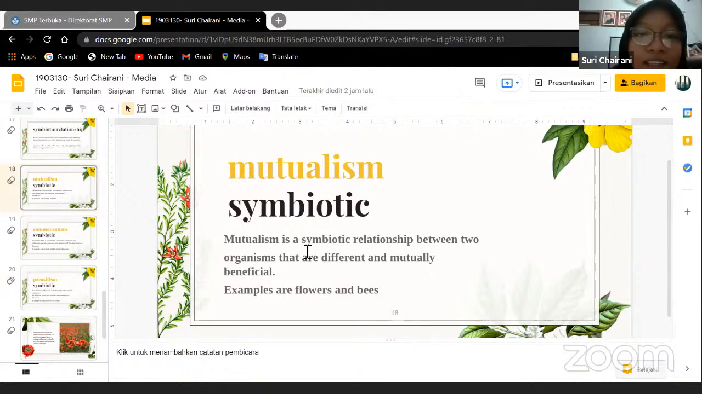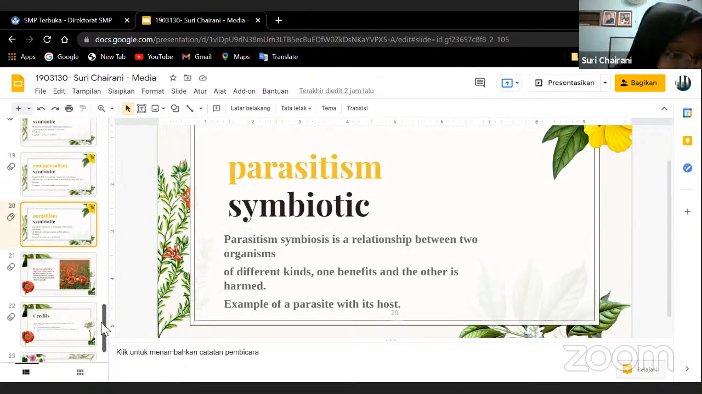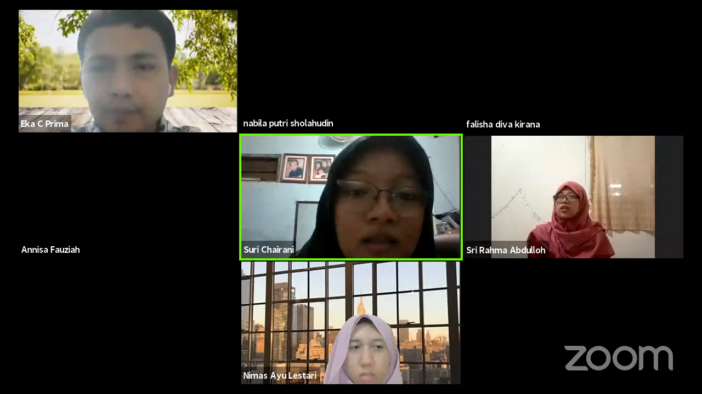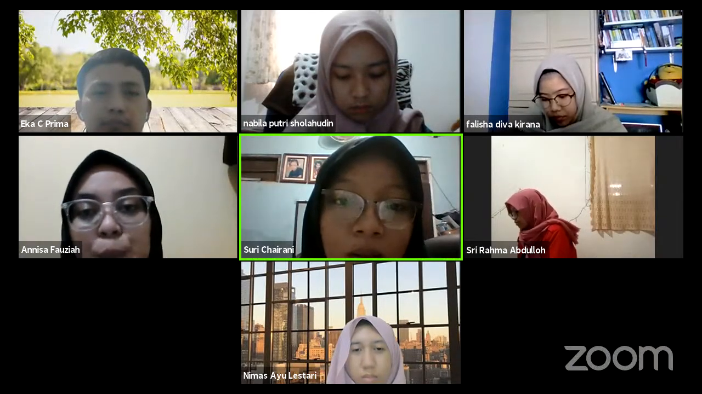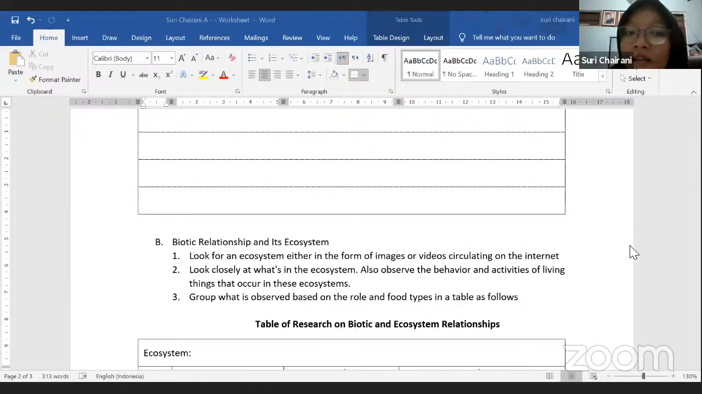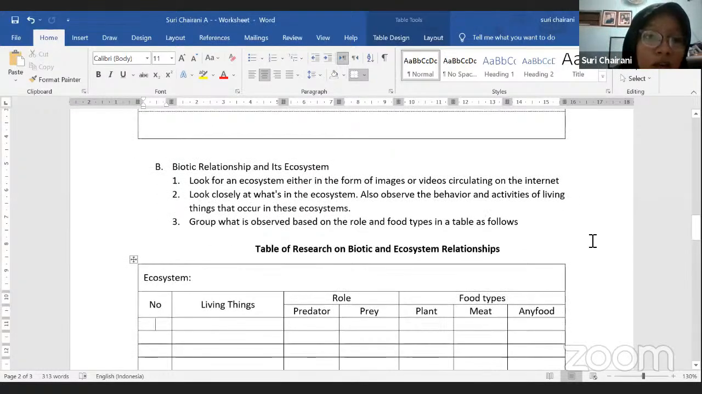And then after this mutualism, commensalism, parasitism, and then that's all from the interaction of living things. Maybe I stop sharing this media and go to the worksheet. Oh, here is the assessment, right? In the end, yeah. Assessment. Yes. I already shared with you about point A and point B.